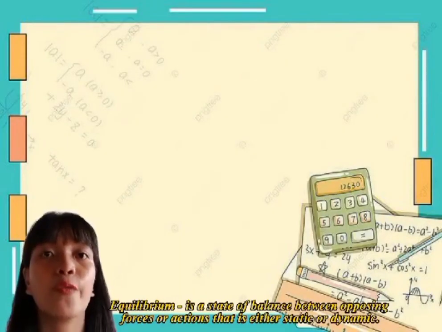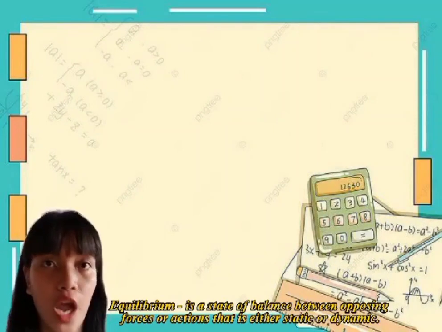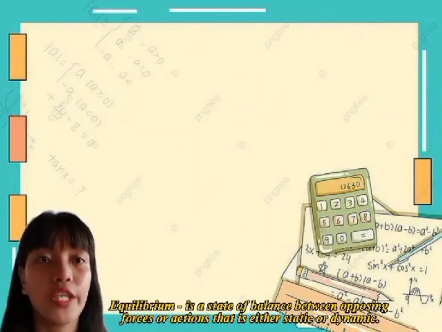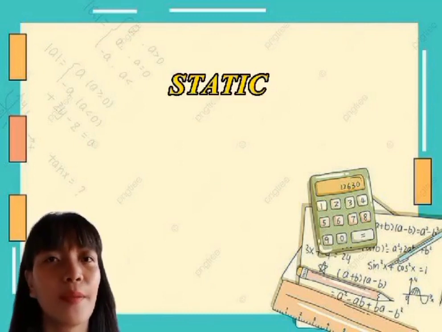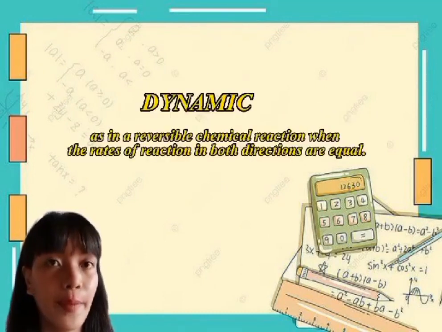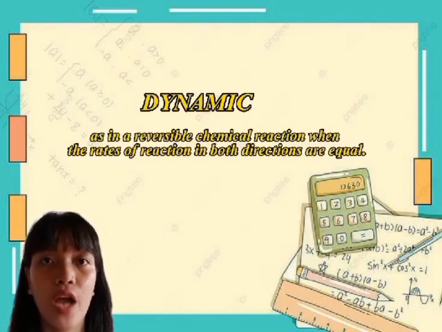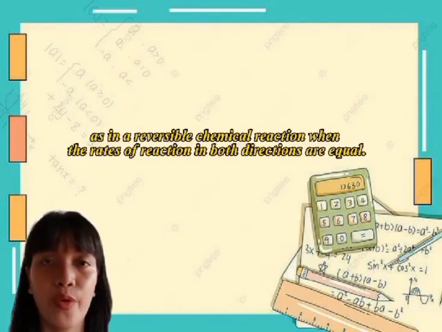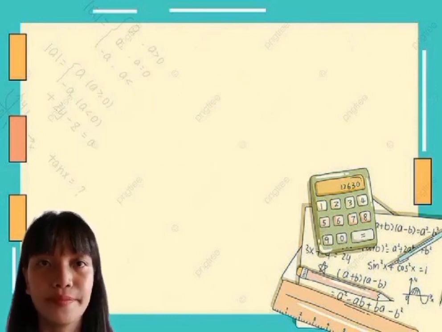Equilibrium is a state of balance between opposing forces or actions that is either static or dynamic. Static, as in a body acted on by forces whose resultant is zero. Dynamic, as in a reversible chemical reaction when the rates of reaction in both directions are equal.